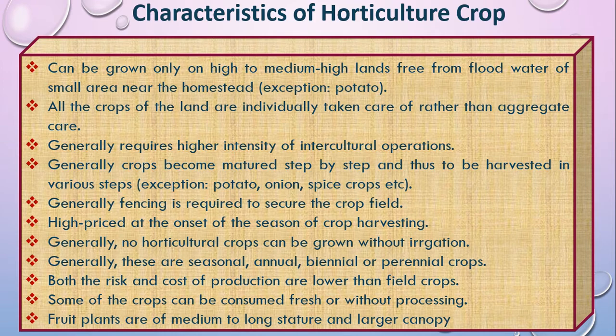Fruit plants are of medium to long stature and large canopy. That means horticulture crop plants sometimes have large branches and leaves as well. So this is all about the characteristics of horticulture crop.